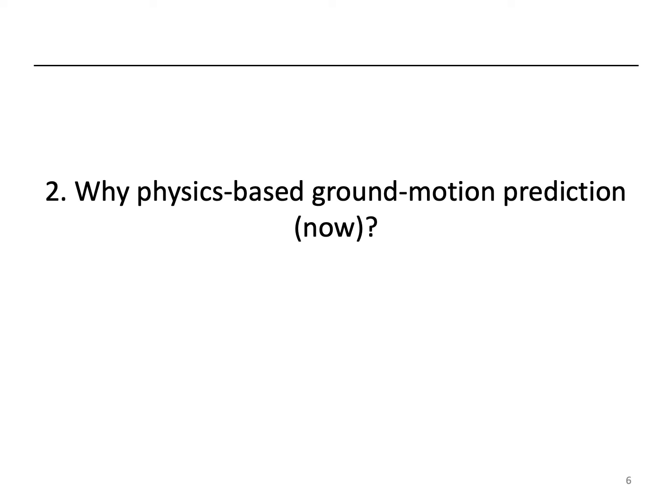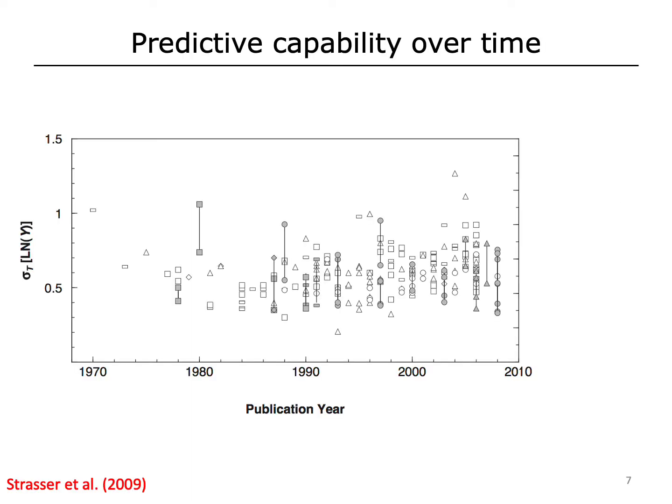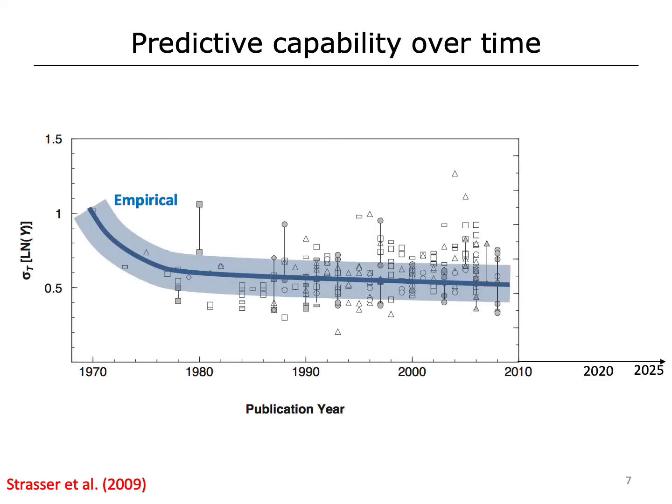So in that context, why physics-based ground motion prediction, and in particular, why now? What are the key tailwinds that are enabling this technique to be practically useful at this stage? Well, one of the first things is the declining benefits that we're seeing in predicting ground motions using empirical methods.